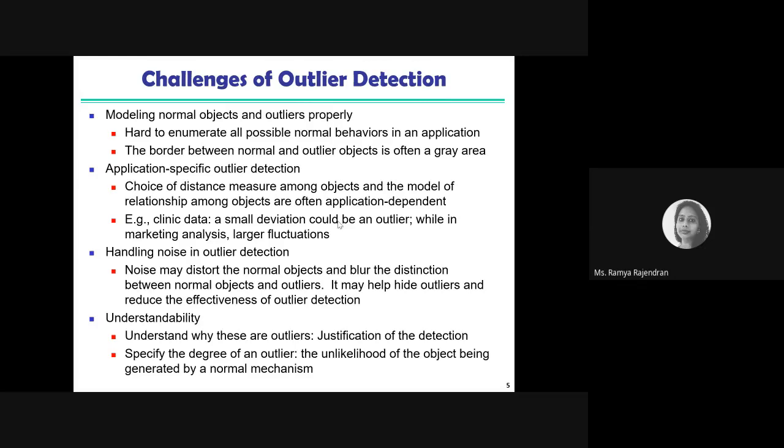For example, a statistical method can be used to judge the degree to which an object may be an outlier, based on the likelihood that the object was generated by the same mechanism that generated the majority of the data. The smaller the likelihood, the less likely the object was generated by the same mechanism, and the more likely the object is an outlier. So we found that there are 4 major challenges these outlier detection methods are facing.